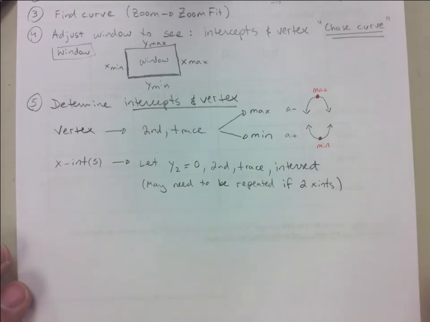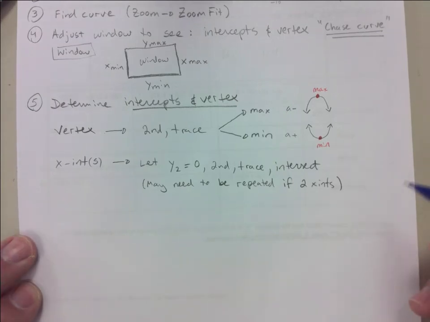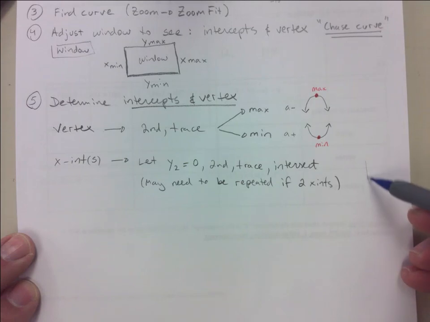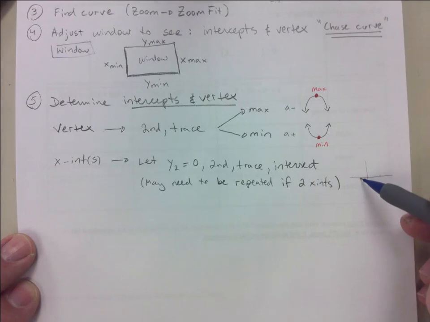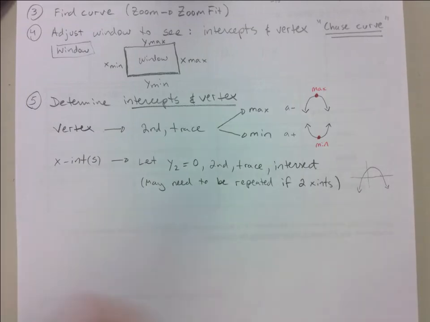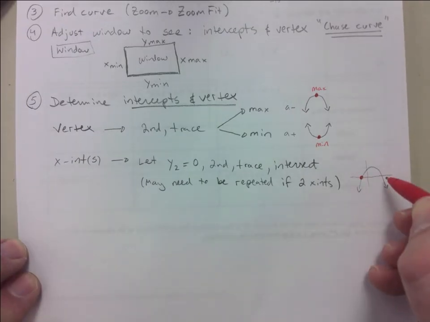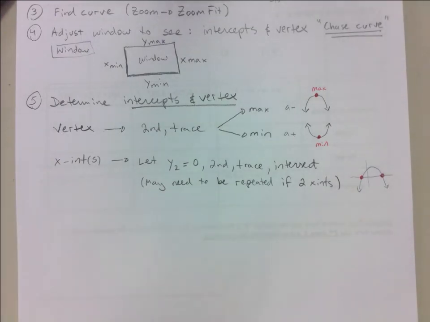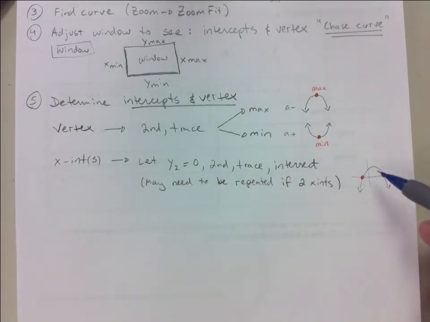Because I haven't talked about it yet, sometimes a curve crosses your axis more than once. So if you have this scenario, you've got an x-intercept there, and you've got an x-intercept there, right? So if there's two, then you'll need to repeat this twice to find this one and another to find that one.